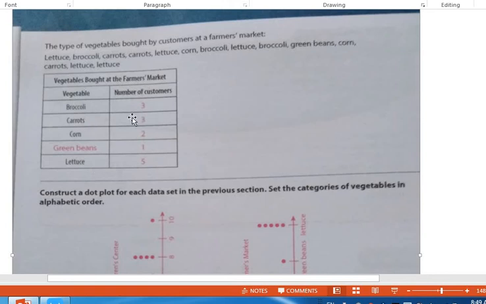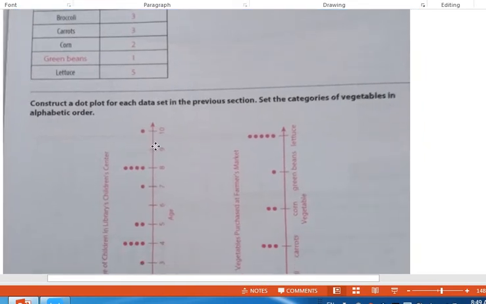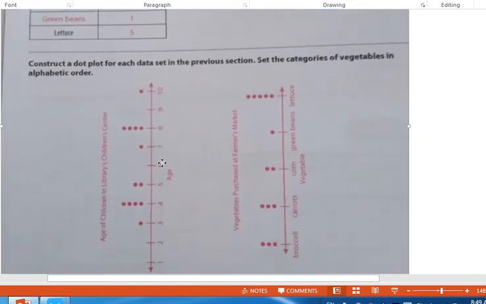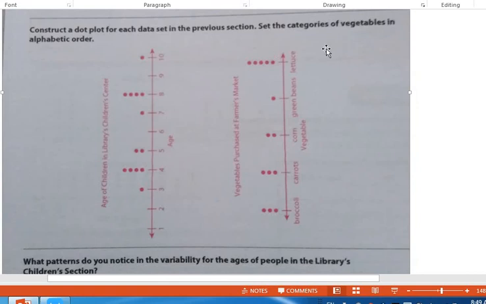I have vegetables and the number of customers. So broccoli, I count the broccoli and I found 3. Carrots, how many? 3 here. Corn, I have 2. Green beans, just 1 time. Then lettuce 5 times. Then construct a dot plot for each data set in the previous section. Set the categories of vegetables in alphabetical order.